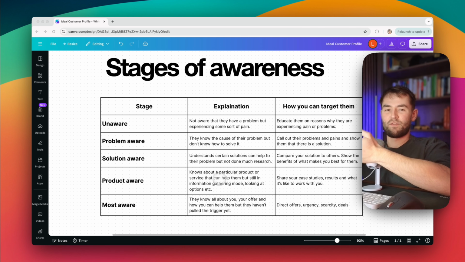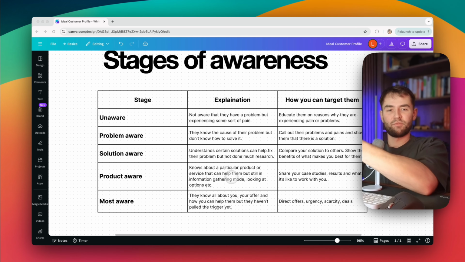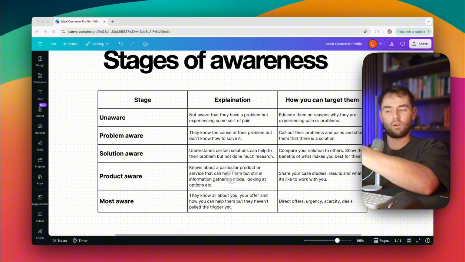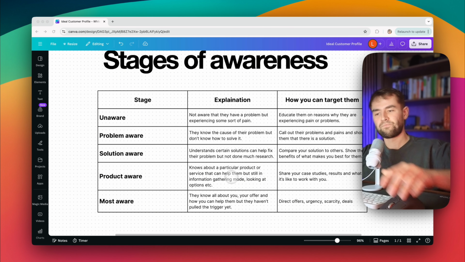So maybe they've decided getting a PT is the best option for me, but they haven't chosen you as their PT, and they haven't chosen your offer. They don't know anything about your offer, actually. They don't know why your PT program is better than the next 20 PT programs they're getting adverts for on Facebook. So how we can target these people is we can share our case studies, results, and give them an insight into what it's like to actually work with you.